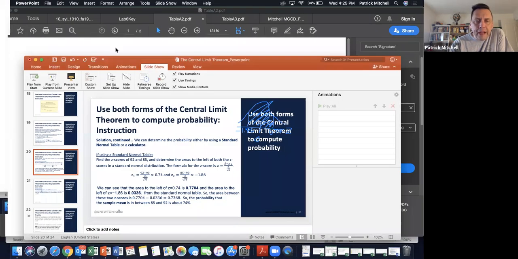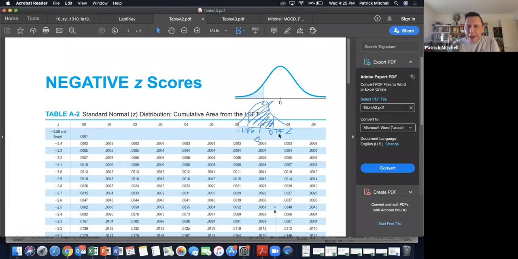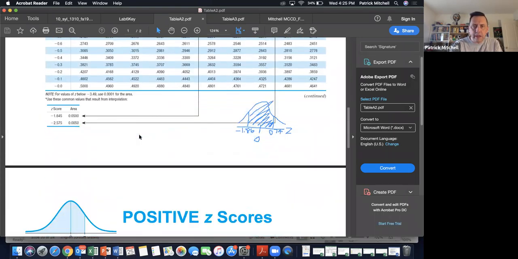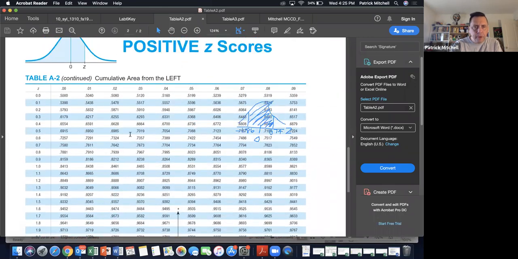The way that you find the area between two z-scores, I'm happy to have this picture still here, is you look up the first z-score, which is 0.74. So that's going to be on the positive side of the table. Here's 0.7, and over here is 0.04. So the area to the left of 0.74 is 0.7704. The way you've seen me indicate this before is I'll draw a big arrow at the top. This is all the area to the left of 0.74.